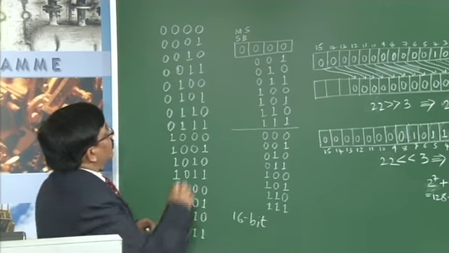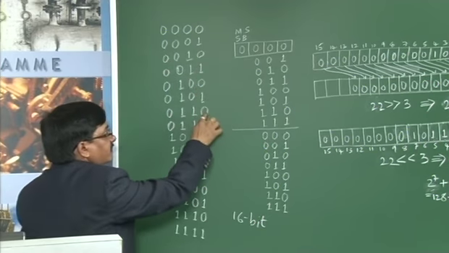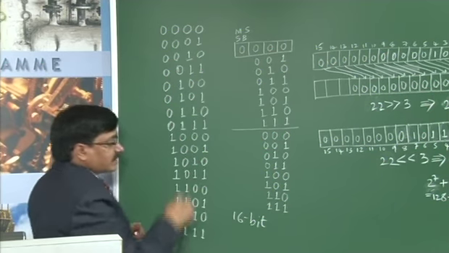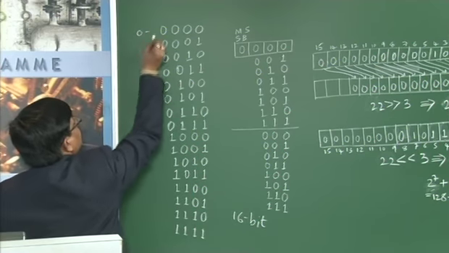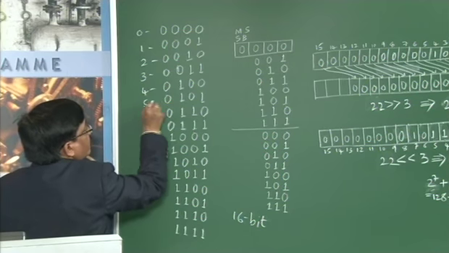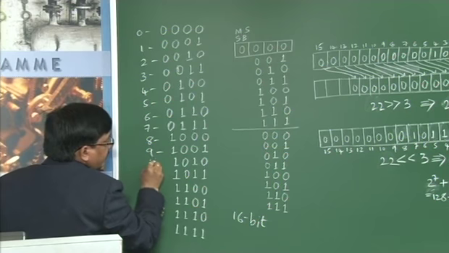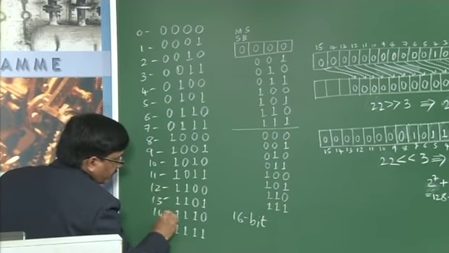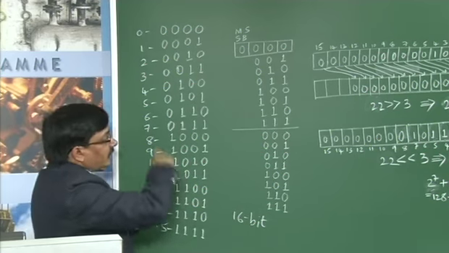With 4 bits, the values are 0, 1, 2, 3, 4, 5, 6, 7, 8, 9, 10, 11, 12, 13, 14, 15. These are the possible 16 values that I can have with respect to the 4-bit machine.